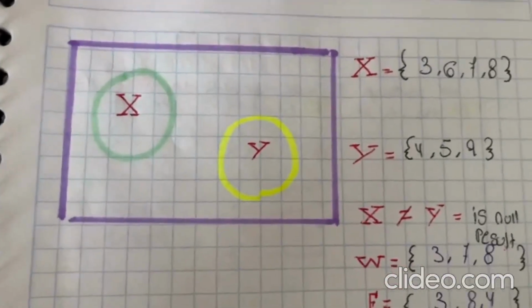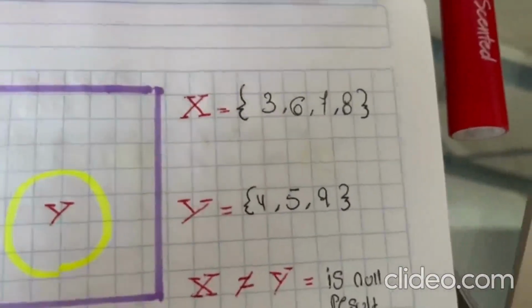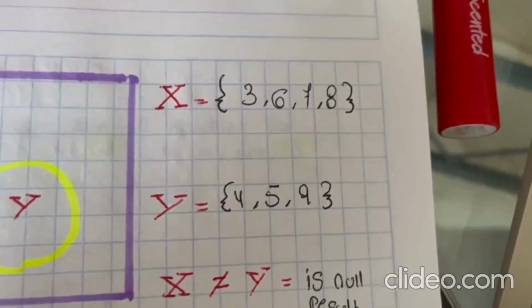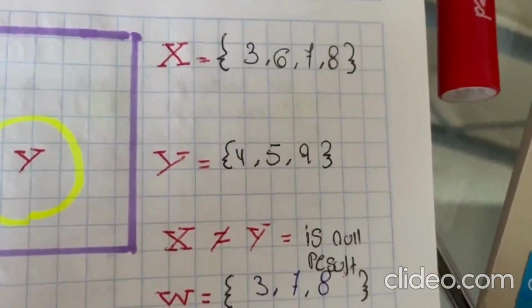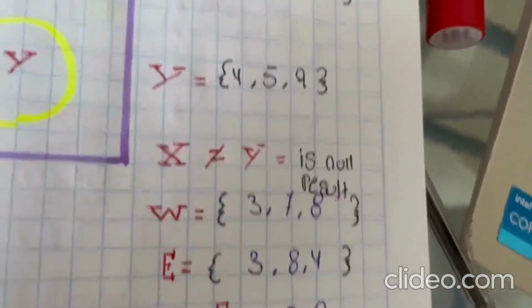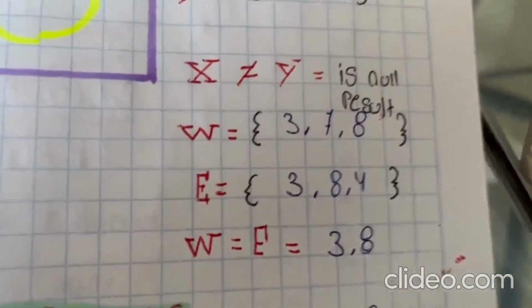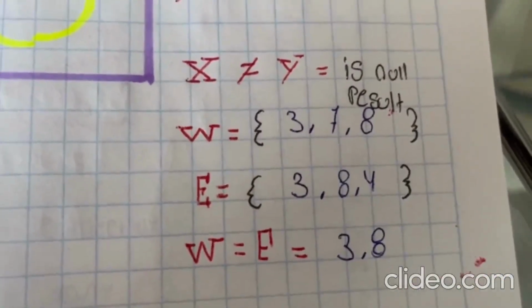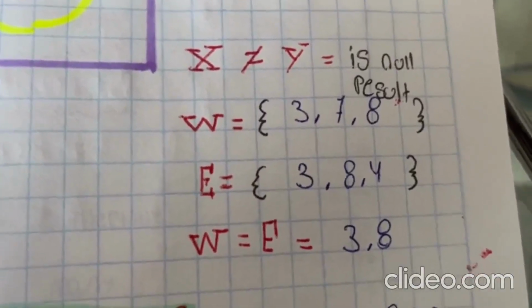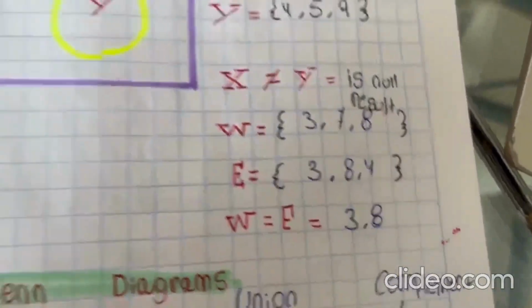Also there exist disjoint sets. In this case, the set X has different types of numbers that are disjoint from each other. The result is a null set, since they do not share the same elements. But in this case, the set W and the set A share some elements.